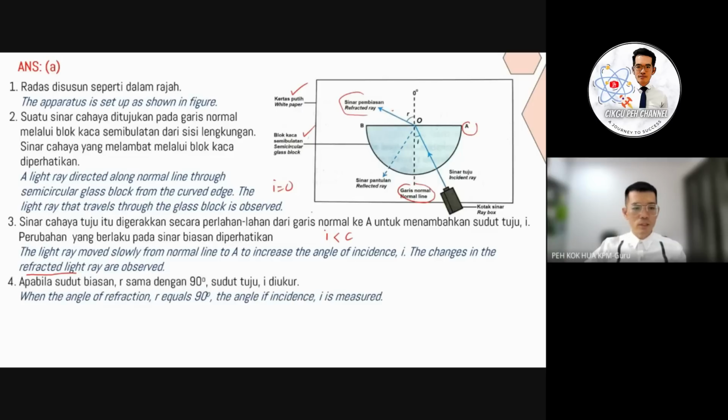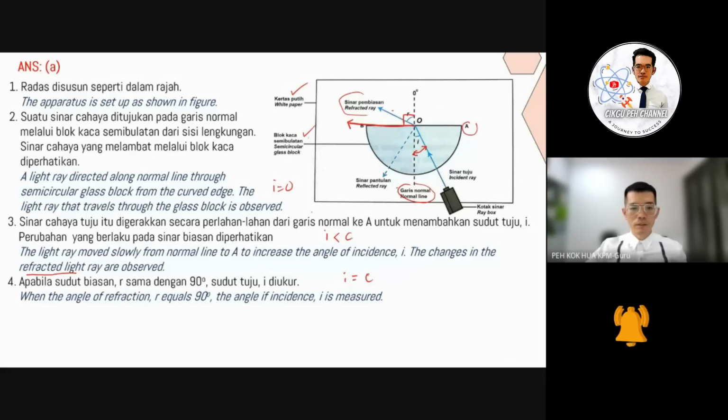Then the next will be the observation when i equal to c, and we need to determine the critical angle of the glass block, which is asked by the question I showed you just now. So how do we measure our critical angle? It will be like this. When the angle of refraction r is equal to 90 degrees, that means the refracted ray will be here. The angle of incidence will be known as the critical angle. So you have to measure your critical angle from the normal line.